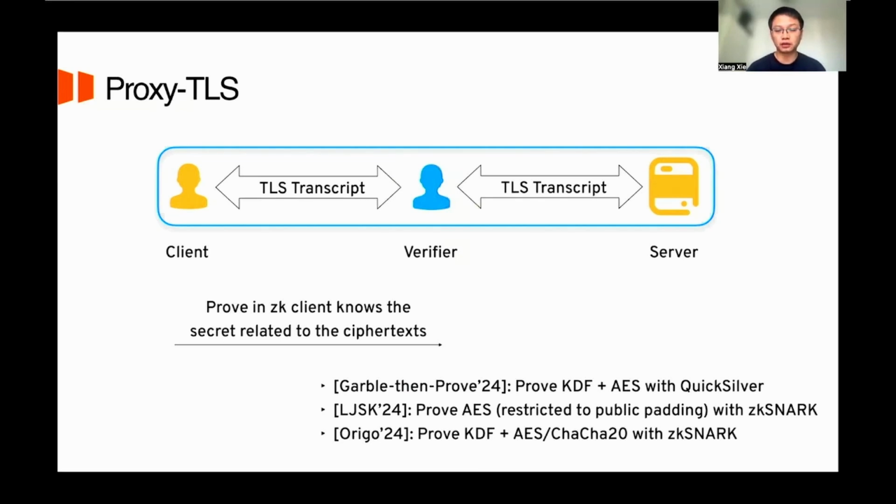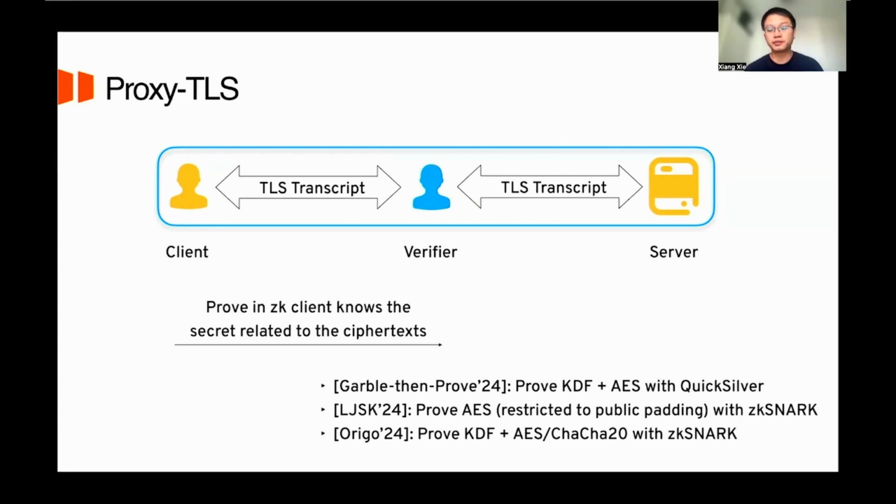So in the proxy model, in the proxy TLS, as I said before, the verifier sits between the client and server, and this time the verifier gets all the ciphertext transferred between client and server using AES-GCM or other substitutes. So here the client only needs to prove knowledge and show that he knows the secret related to all the ciphertext.